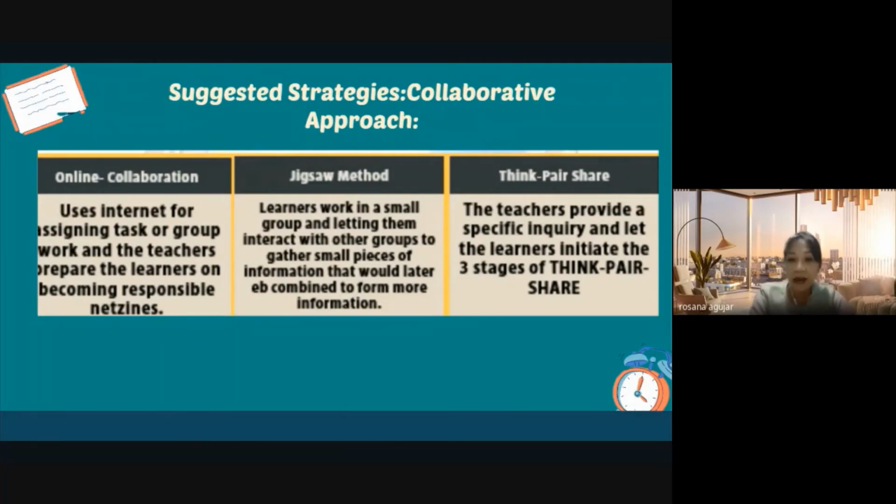Think, pair, share. The teachers provide a specific inquiry and let the learners initiate the 3 stages of think, pair, and share. The first stage is think, a stimulus that will make the students think. And after that, they will pair, selecting a partner, about the stimulus presented by the teacher.